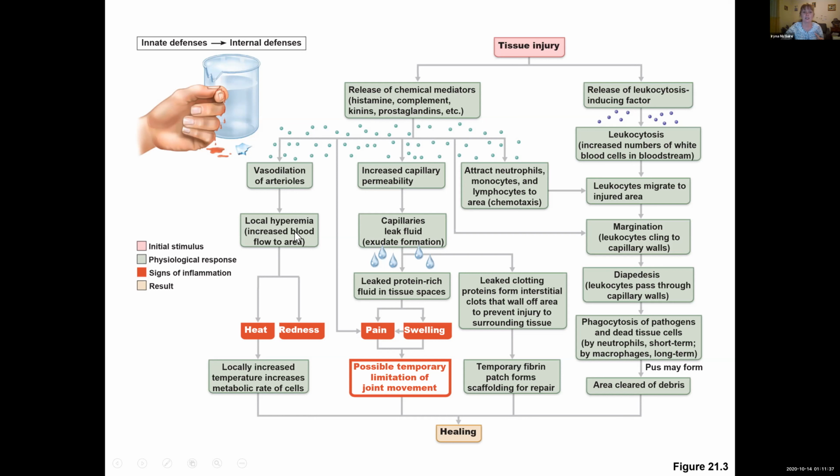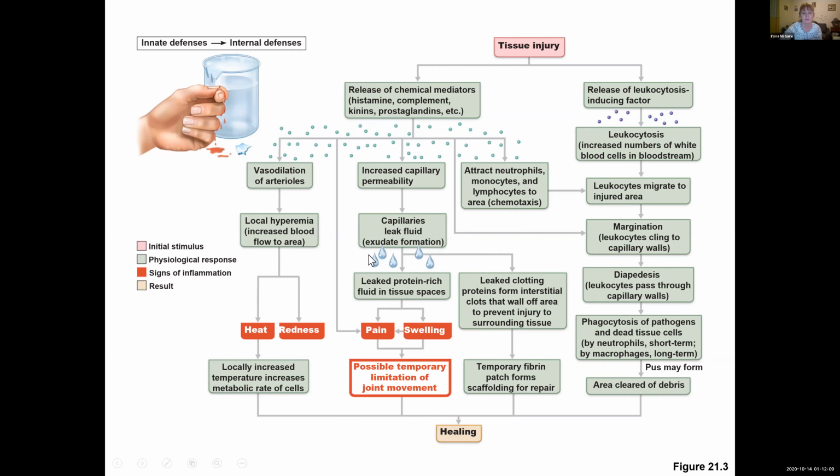Now, when we have dilation, we have hyperemia, so increased blood flow to the area. This is what hyperemia is. Hyper means a lot, emia means blood, lots of blood, and it will give you heat and redness. When we increase the permeability of capillaries and we have leak of exudate, then this brings fluid rich with proteins, and it will cause swelling because we have this leakage, and pain.